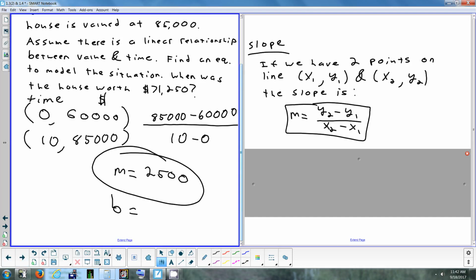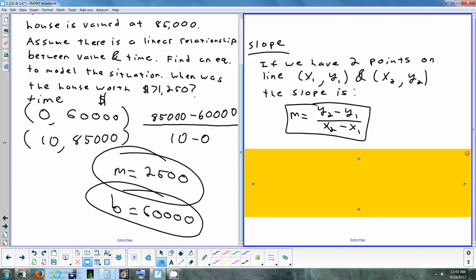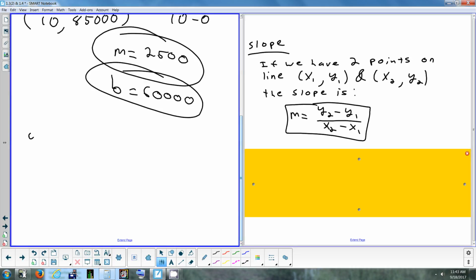And just by looking at our coordinates, we should be able to figure out B. What's B in this case? Yeah, Ian? The value of the house when you first got it. Right, it's the value of the house when we first got it. It's the point where it crosses the y-axis, which is (0, 60,000). So B is 60,000. Now fill in those two numbers into y equals mx plus b. We get y equals 2,500x plus 60,000.